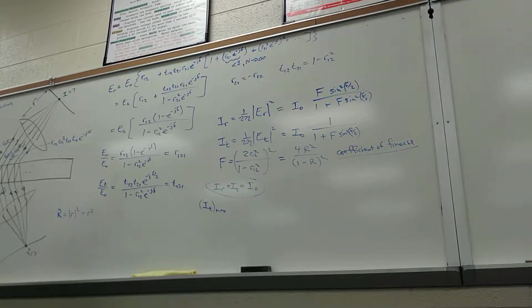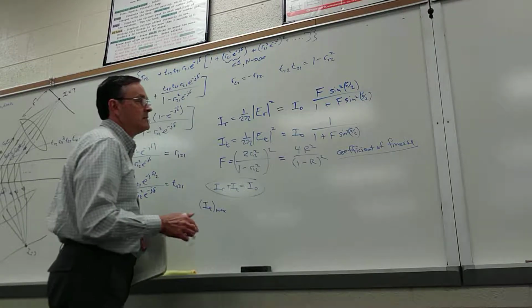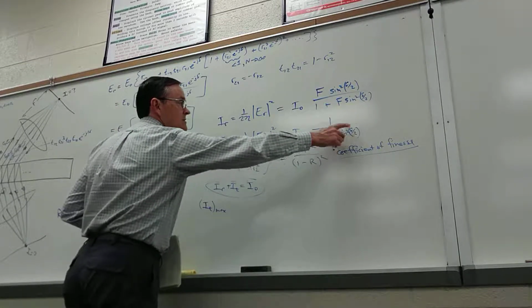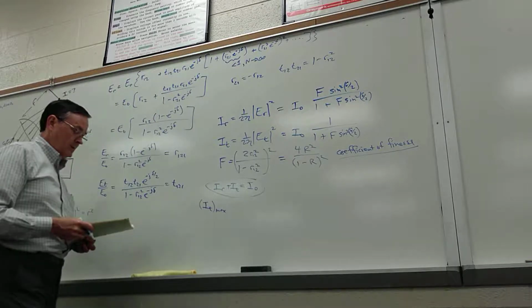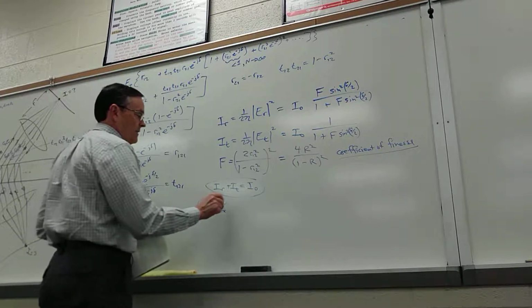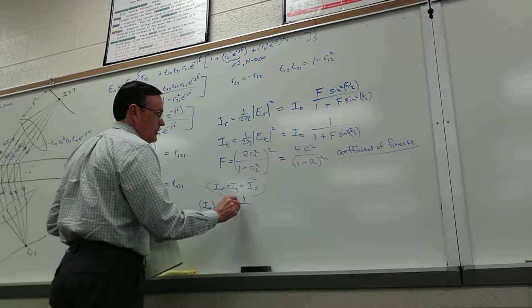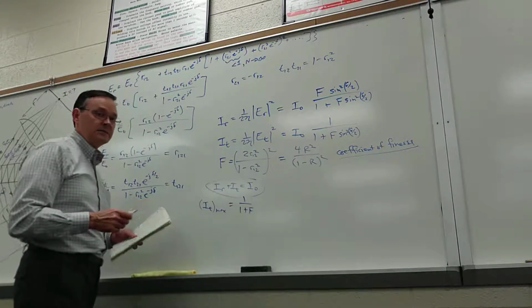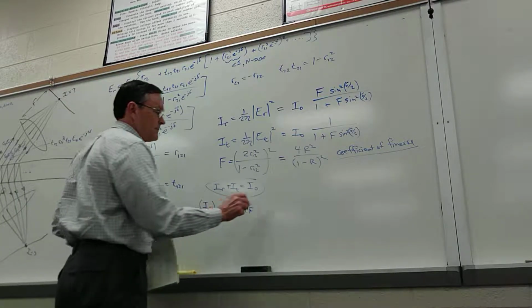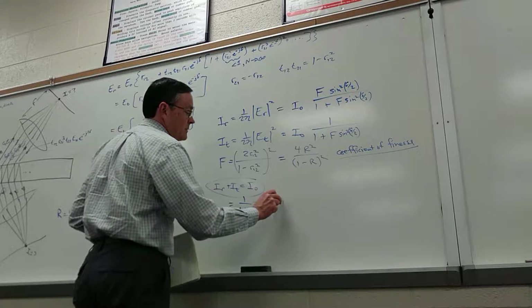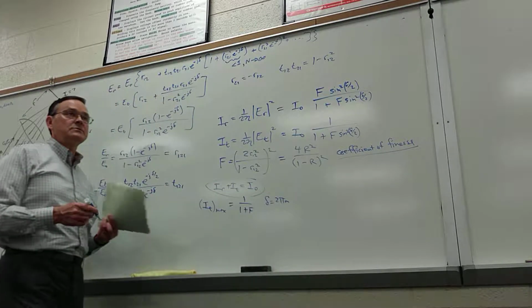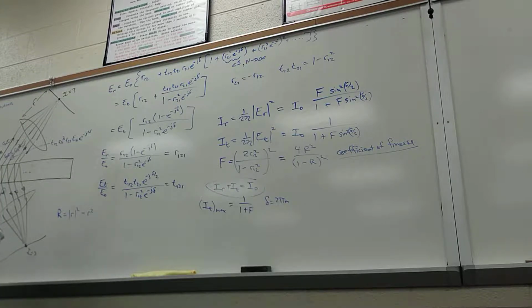Under what conditions do we get that to be a maximum? That sine squared delta be as small as possible. Yeah, when that goes to 0. So we end up with 1 over 1 plus the coefficient of finesse for the case of delta equals 2 pi times an integer, which is when the sine squared is 0.